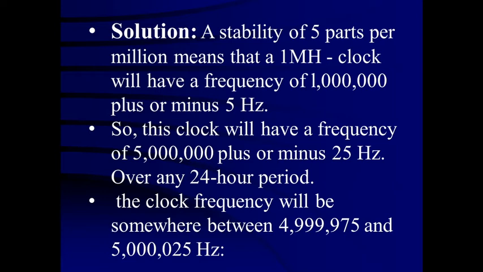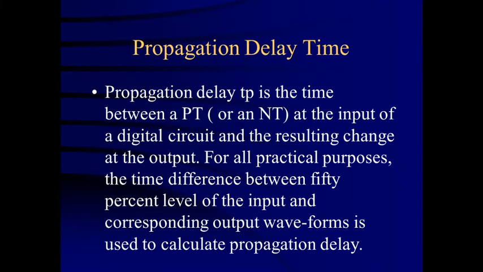That means from 50 lakhs plus 25 hertz to 50 lakhs minus 25 hertz, only in that range can it vary, and that way very good frequency stability is achieved for 24 hours, that means short term stability. Now the next topic is propagation delay time.